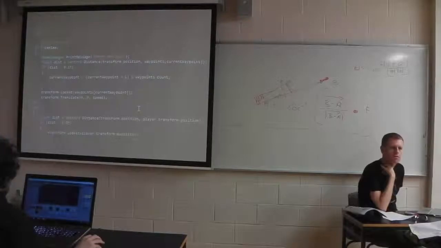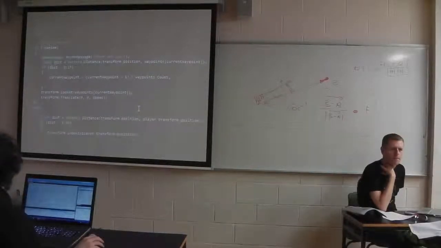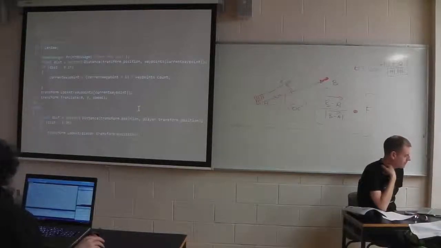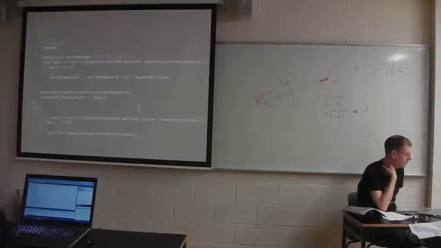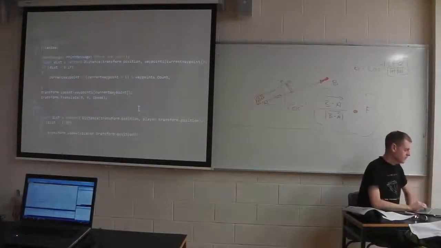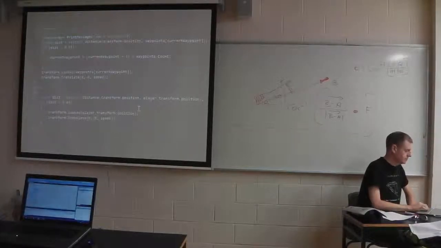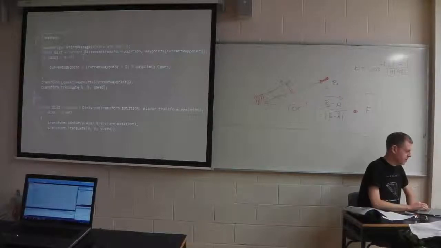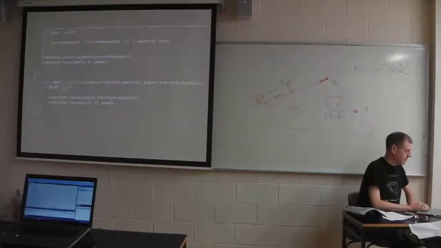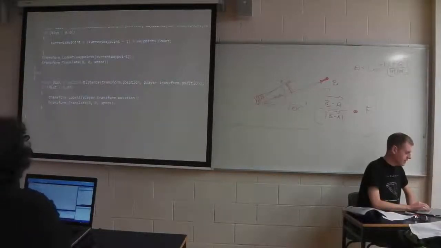Any ideas? Looks okay, it's not. I have the same problem in the lab, and I'm trying to remember what happened, but I can't. The distance is greater than 5, the distance is less than 0.1. Distance equals that. If the distance is greater than 5, I'm going to look at player and translate towards the player.